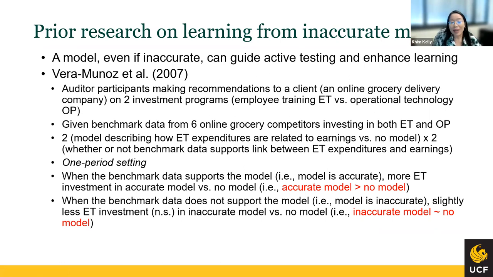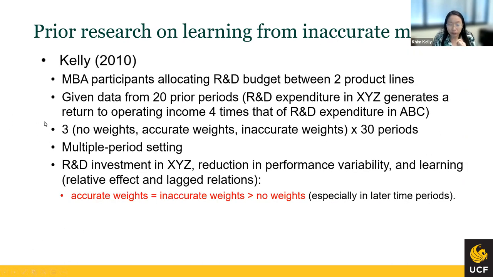So this got me thinking that, hey, this is a one period setting, right? What happens if it's multiple periods and people get to learn from the inaccurate model that, hey, the model is inaccurate, will they actually get better than when they had no model? And so that was my follow-up study in 2010. And I used MBA participants from Singapore, experiment again. I asked them to allocate an R&D budget, all hypothetical, between two product lines, ABC and XYZ. I'm great with names here.